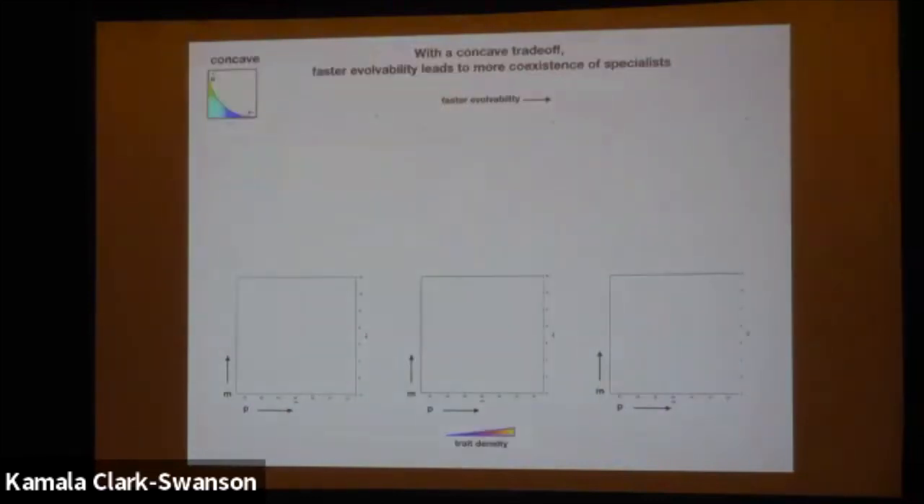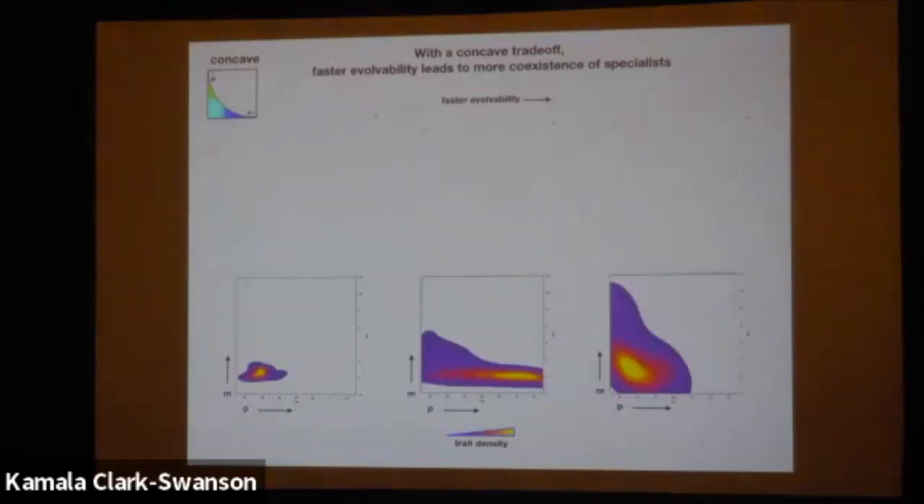But looking at this concave a little bit more, because it's interesting, if we look at the movement through this phenotype space, so how fast you can move through it as we increase evolvability towards the right, I did press it, let's see.